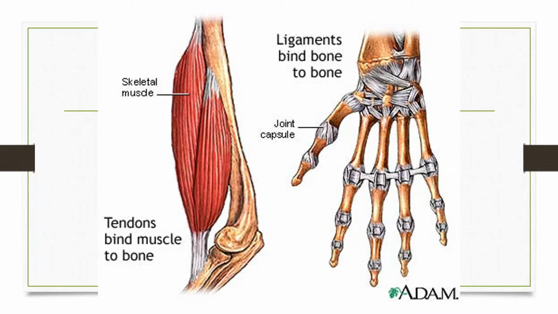Tendons bind muscle to bone and ligaments bind bone to bone. We talked about joints with our skeletal system. Well, now we're going to talk about tendons. Tendons are all along your body and connect your muscles to your bones. If you didn't have your muscles and bones connected to each other, they wouldn't be able to move and function as well as they do. So those are your tendons.